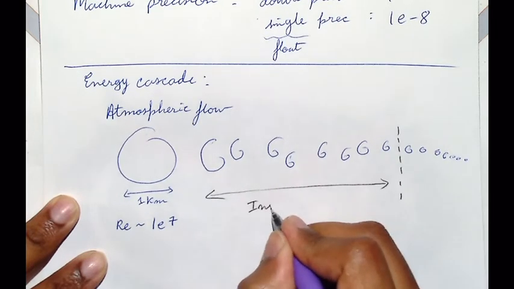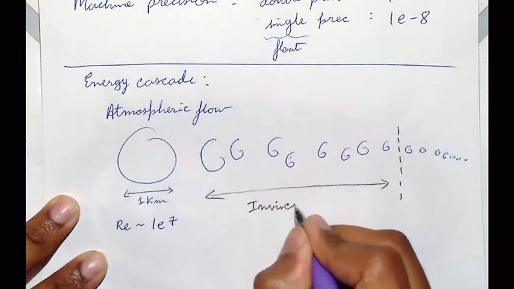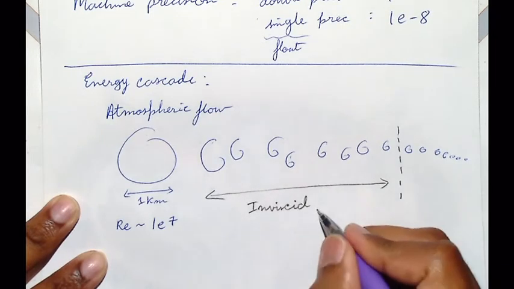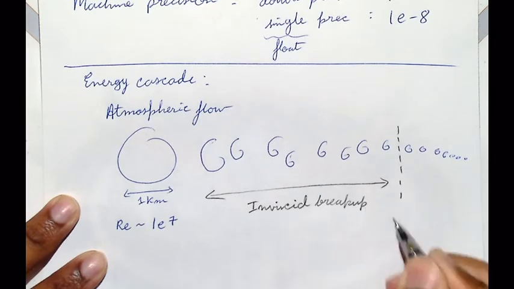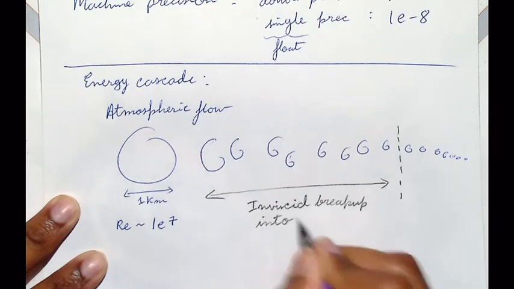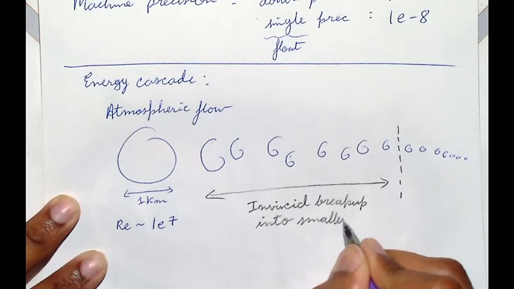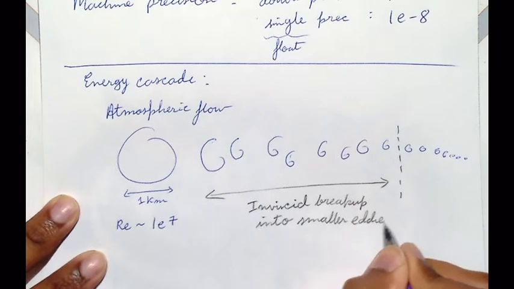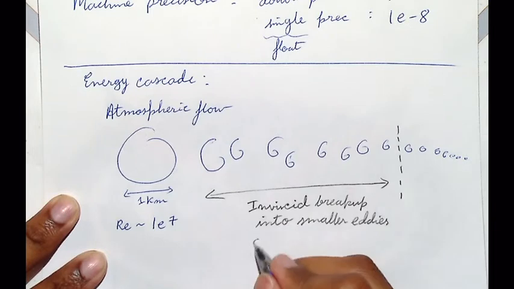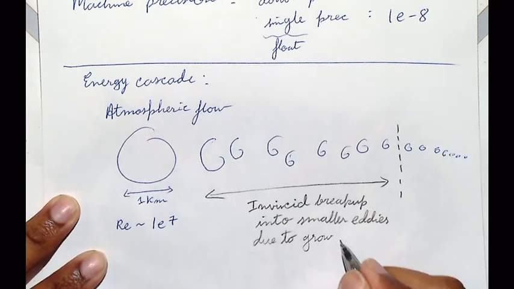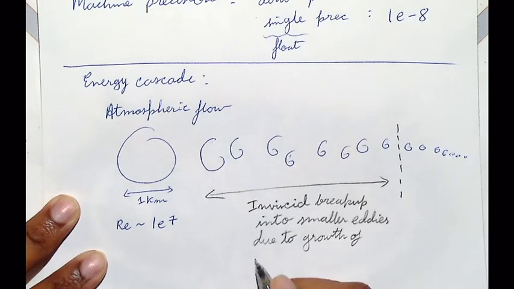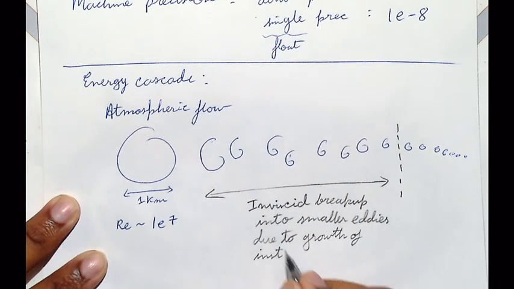So initially this breakup is invisible. Due to, as you were saying, growth of instabilities and perturbations.